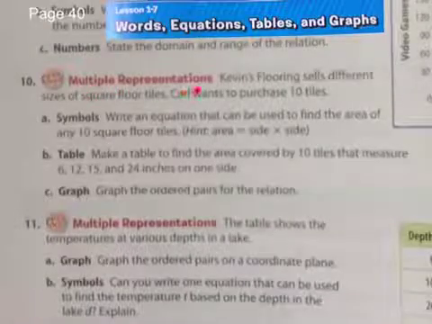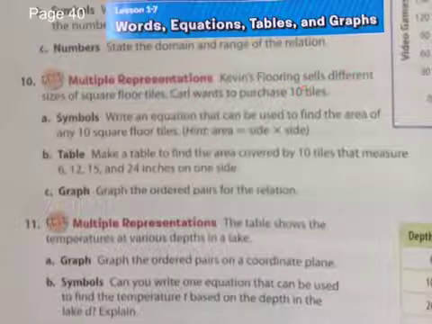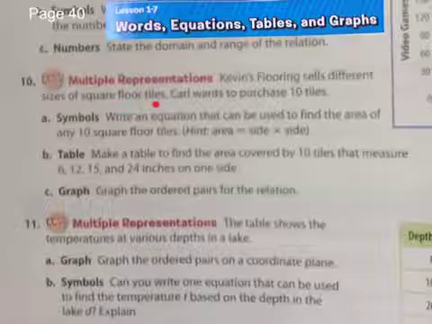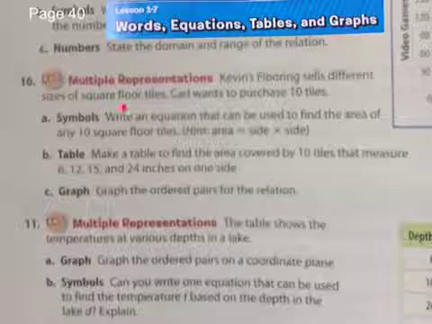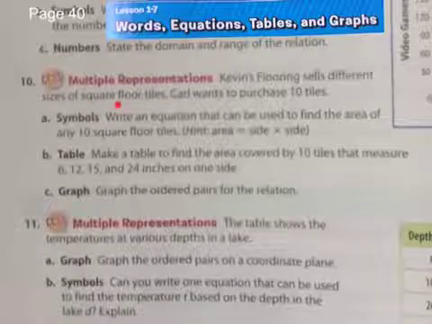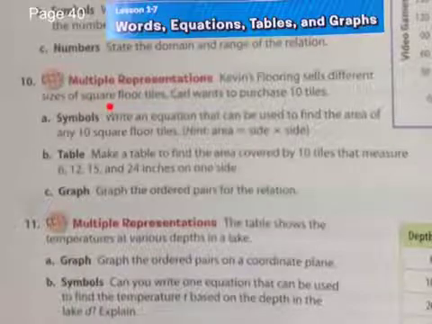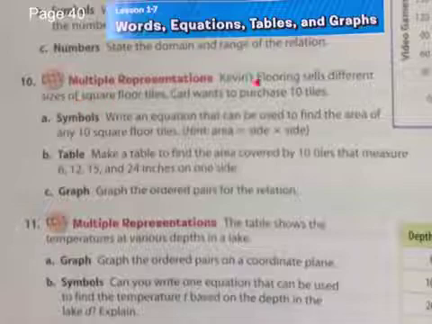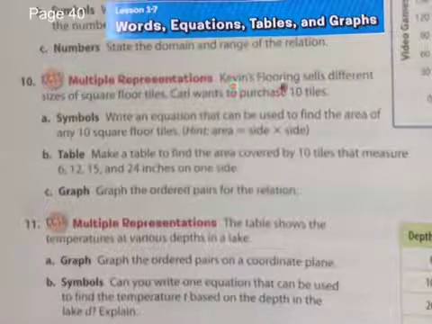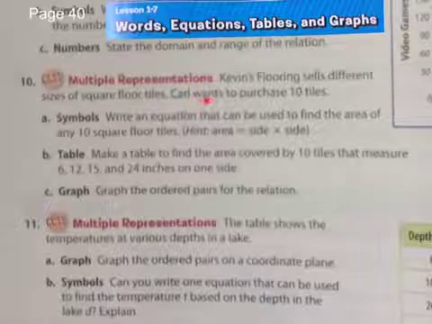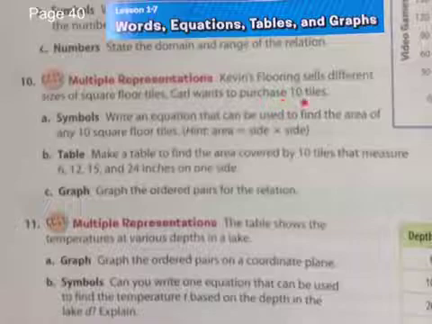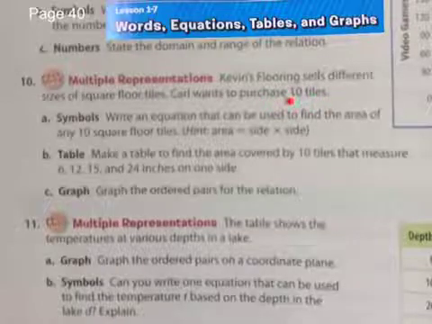Kevin's Flooring sells different sizes of square floor tiles. Some might be a foot long, some might be half a foot, others might be 2 by 2 feet. So they're all different sizes, and Kevin's Flooring is the name of the store. Carl, the person that wants to buy them, wants to purchase 10 tiles. 10 is our constant. That one has been determined for us already.